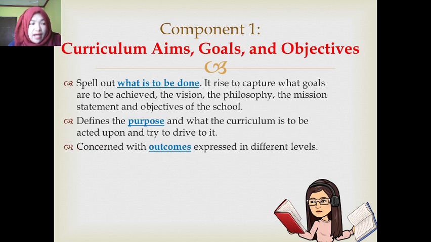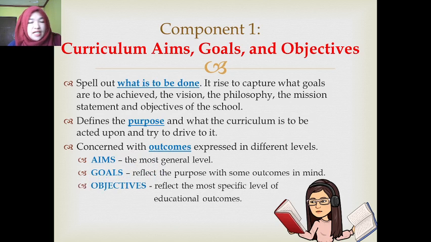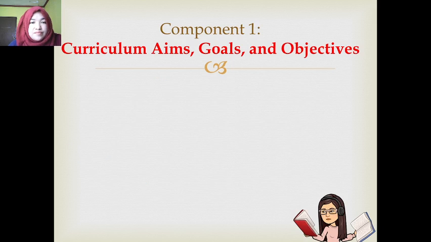And then, it is somehow concerned with outcomes expressed in different levels, that is the aims, the most general level, the goals that reflect the purpose with some outcomes in mind, and the objectives that reflect the most specific level of educational outcomes. So, based on the mandate of the Constitution, each school therefore should be guided by its vision, mission, goals, and objectives. So, what are these vision, mission, goals, and objectives?